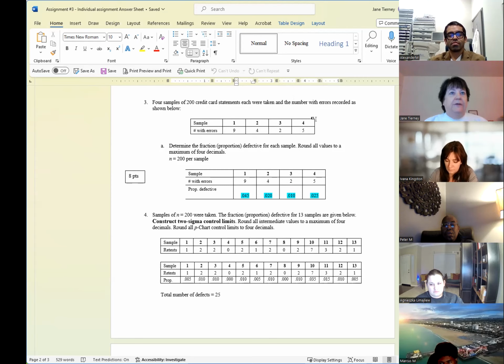Now that's given. What I asked you to do here was to determine the fraction or the proportion defective for each sample. So all you do is take the 9 and divide by 200 and you get 0.045, or 4.5%. In this case, it's 2% or 0.02, 1% or 0.01, and again, another 0.02, 2.5%. So for each of these numbers, all you need to do is divide by 200.